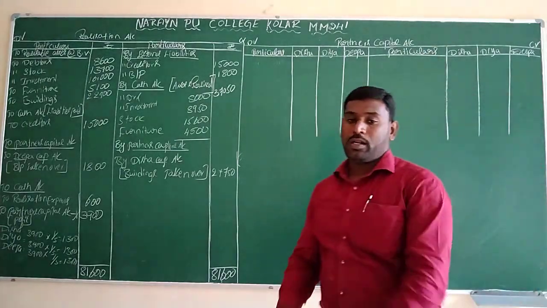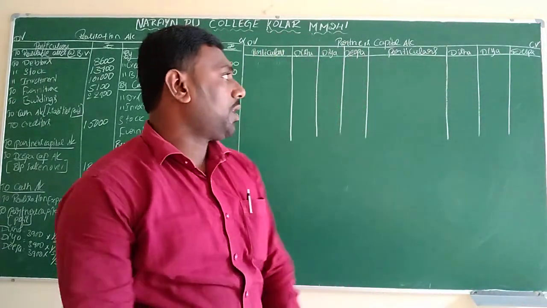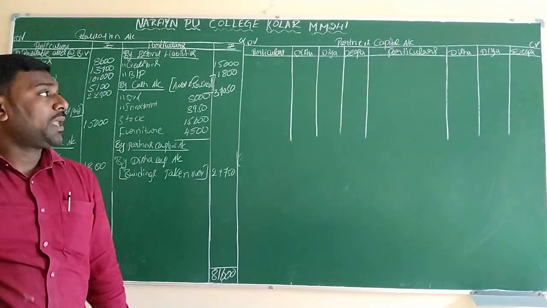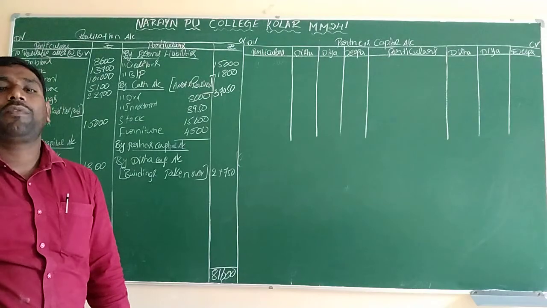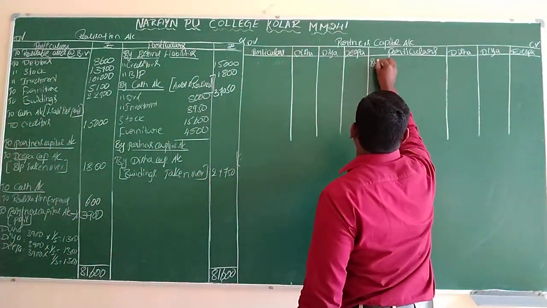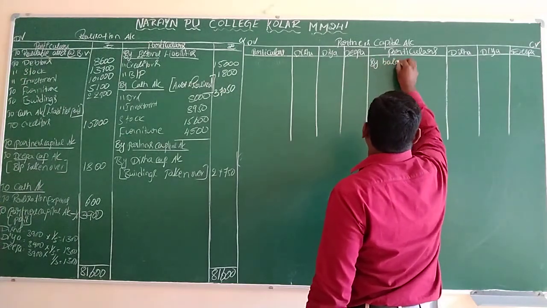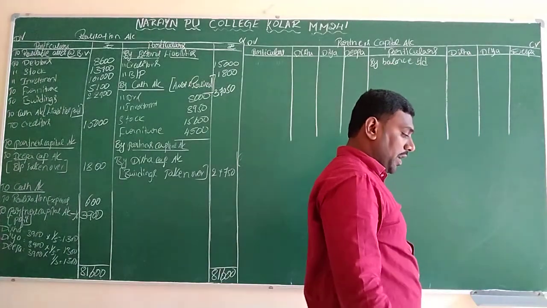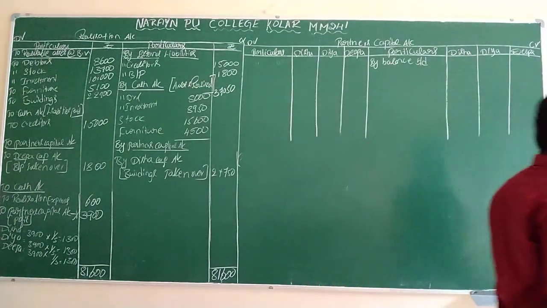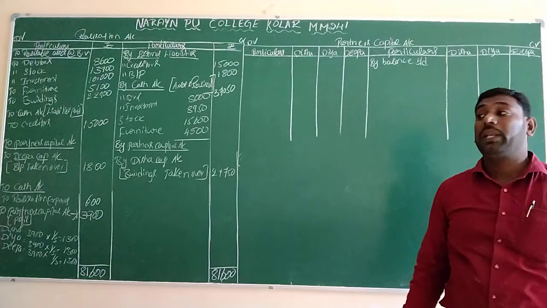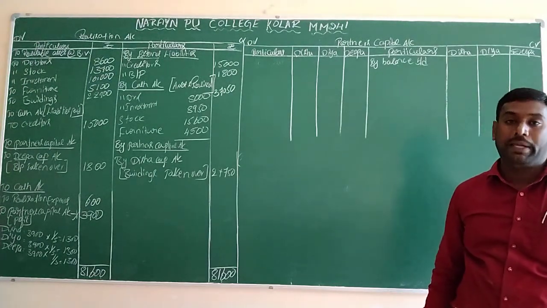Disha, Daya and Deepa. So these are the columns for which we have to prepare the partners capital account. While preparing the partners capital account, we follow some steps. Step number 1, always we should transfer by balance b/d. First we have to transfer the opening balances, which are always available in the previous balance sheet under the liability side.